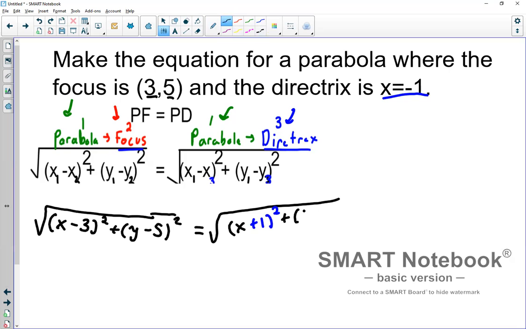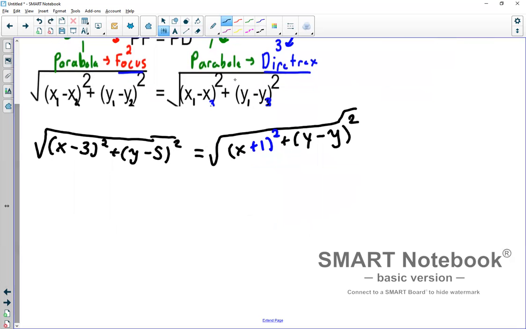Plus y1 minus, in this case, because the directrix is a straight line, it could be any y value. So for the directrix, whatever value you are missing, so I have an x here, the other value is just going to stay the variable y, squared. Why is that very useful? Well, because this is y minus y, that's 0, and 0 squared completely disappears. Either way, let's continue our math.